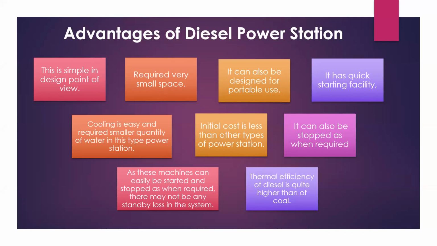And if any power variation is required, that is, if generation variation is required, we can control it very easily. If suddenly you want to switch on the diesel power plant, it is very easy. Or if you want to shut it down, it is very easy. And if it is under standby situation also, there is no problem.